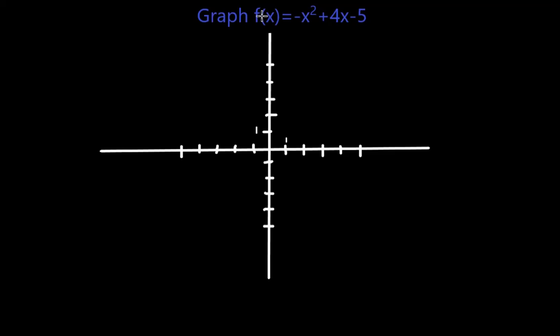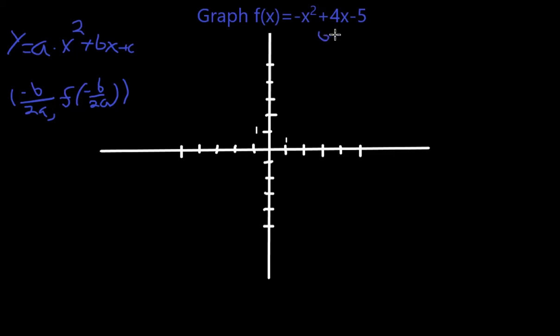Finally, let's graph f of x equals negative x squared plus 4x minus 5. Once again, this is in standard form. Standard form is y equals a times x squared plus bx plus c. And the vertex is negative b divided by 2a, and then the y value is f of negative b over 2a. Here, b equals 4, and a equals negative 1. So this tells me that negative b over 2a is going to be 2, because it's negative 4 divided by 2 times negative 1, and then f of 2.